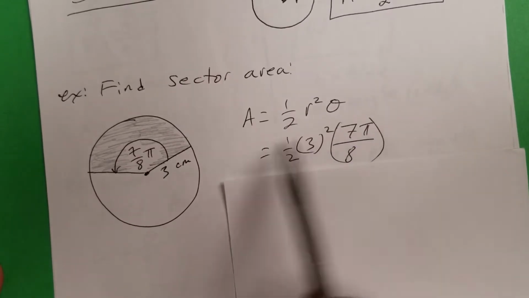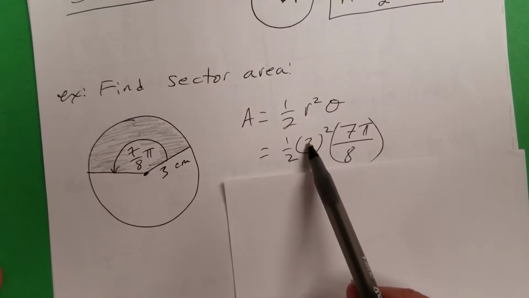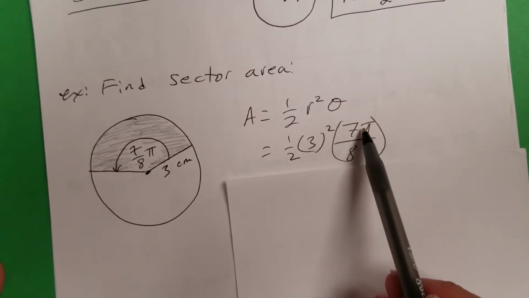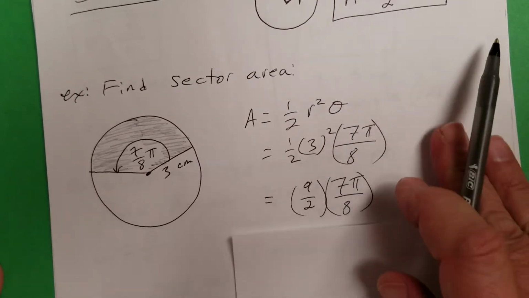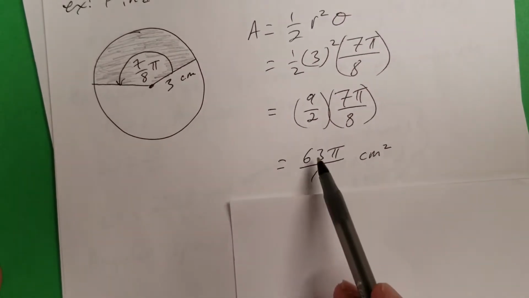So what do we have on top? We have 1 times 3 squared times 7 pi. And on the bottom, we have 2 times 8. I went step by step. So it comes out to 63 over 16.